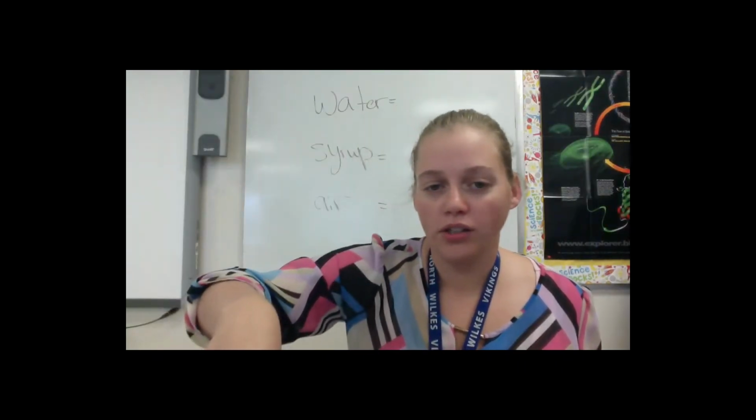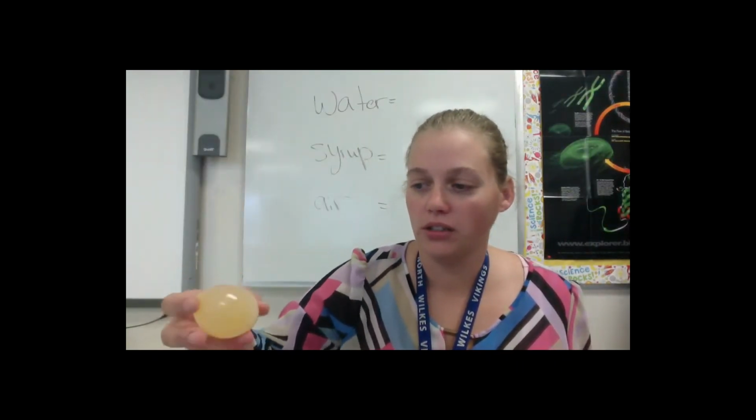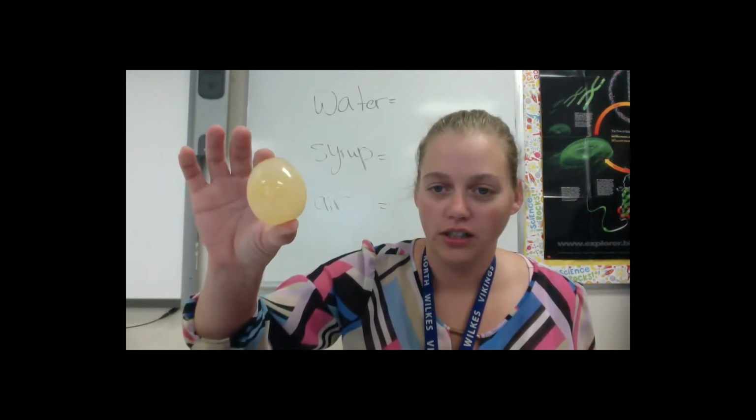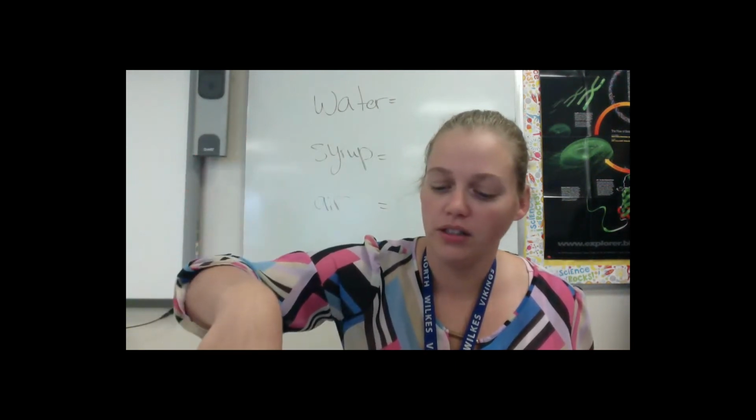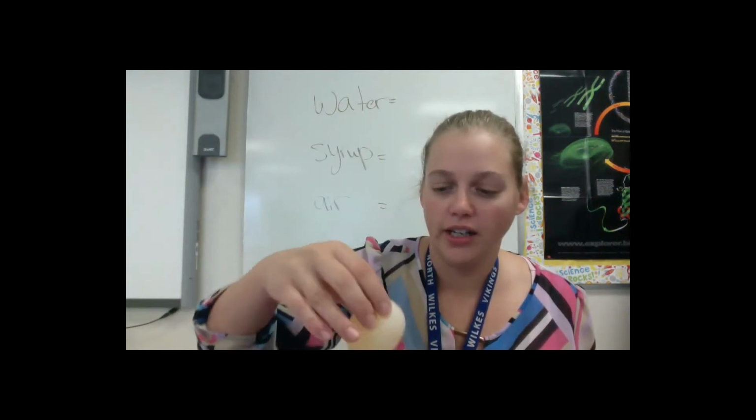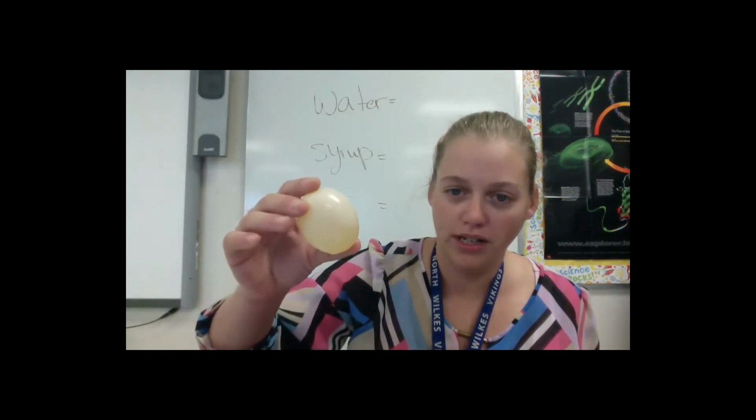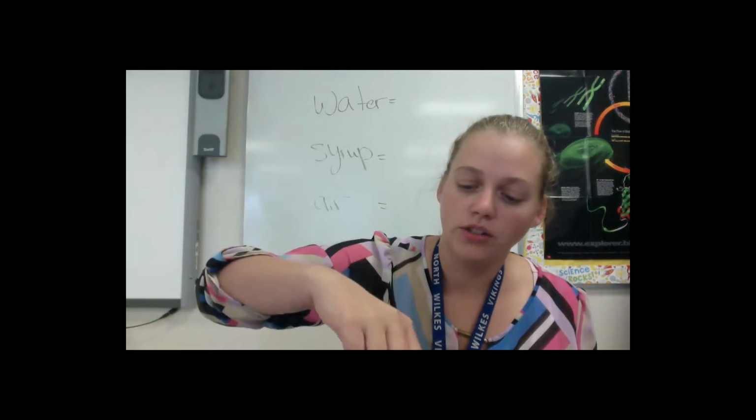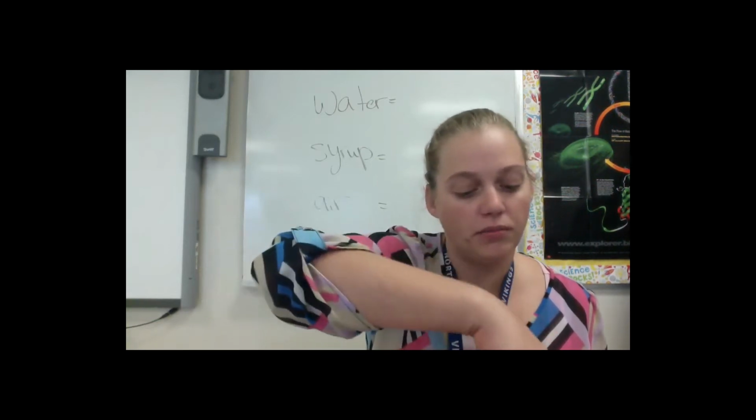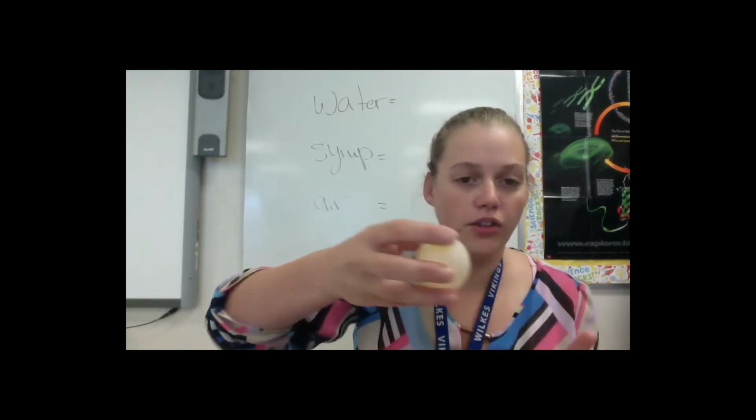All right, I have washed off my eggs, and now this is what they look like. This is the first egg. See, they're rubbery, really mushy feeling. This is the second egg. We've got them all down to their membranes now. And remember, membranes control what comes in and out of the cell. And then this is the third egg.